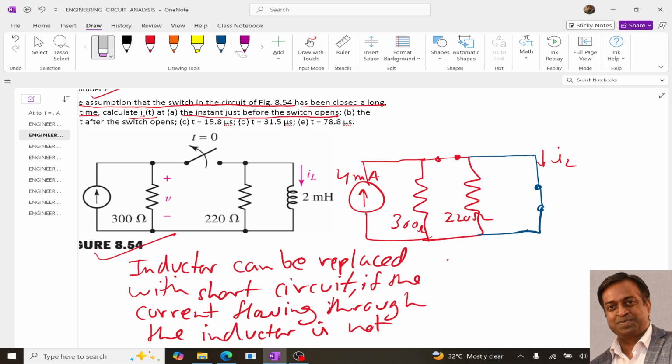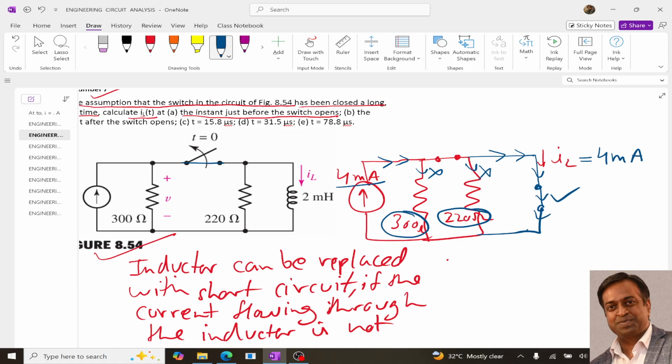Now if we look at this circuit, these two resistors are bypassed by this branch where we have the inductor. So this 4 milliampere current will not go in this branch. All the current will come to this short circuit path, because current has the tendency to follow the minimum resistance path. So this 4 milliampere current will flow through the branch where we have the inductor, and our IL will be 4 milliampere.